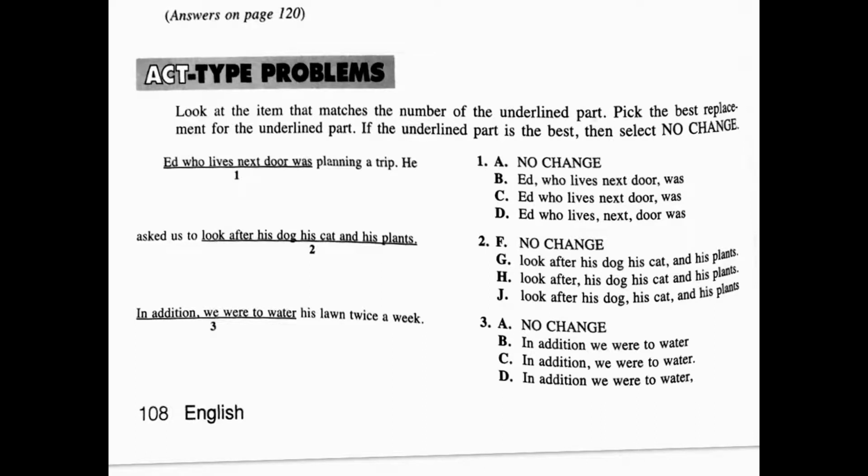All right, whatever. Number 1. Who haven't I heard from yet? Let's go with, all right, Corey. You want to do this one. Number 1, I said B. B is correct for number 1. Ed, who lives next door. All right, you want to put commas. Because you could say Ed was planning a trip.